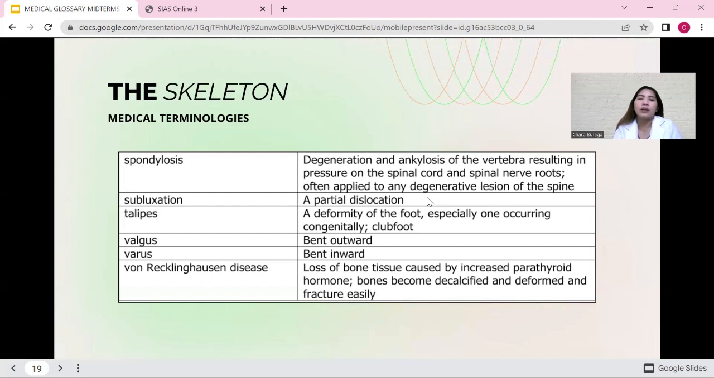Varus, bent inward. And the bone, Recklinghausen disease, it is a loss of bone tissue caused by increased parathyroid hormone. Bones become decalcified and decalcified ang buto, nade-deform. So that is what you call the disease of bone, Recklinghausen disease. Nade-decalcify ang buto into what? Cause increase ang parathyroid hormone. Okay, that's the last.